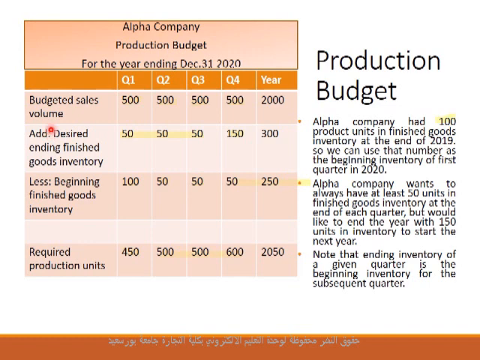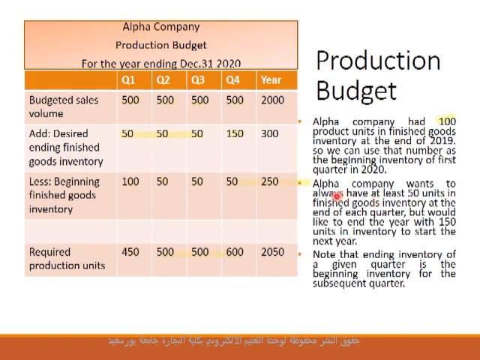Production budget can be computed by adding desired ending finished goods inventory to budgeted sales volume and subtracting beginning finished goods inventory. According to the sales revenue budget, 500 product units is expected to be sold in each quarter. And according to the information mentioned over here, Alpha Company had 100 product units in finished goods inventory at the end of 2019. This number can be used as the beginning inventory of first quarter in 2020. So the beginning inventory of first quarter in 2020 is 100 product units.